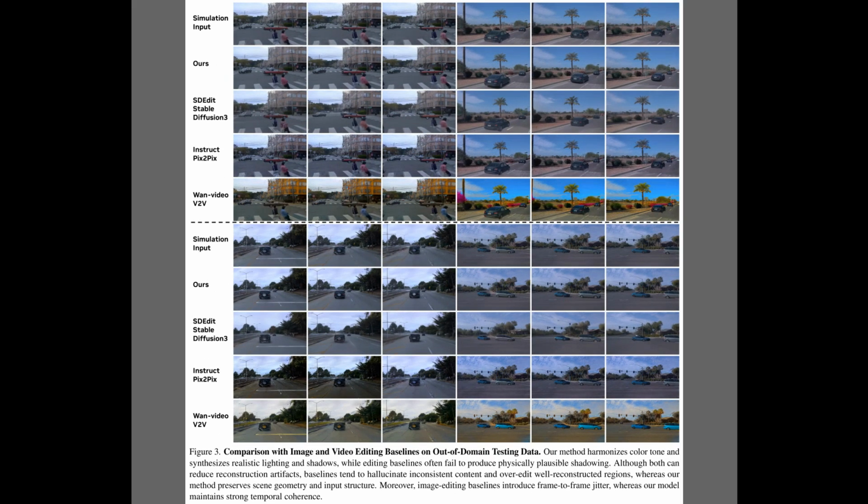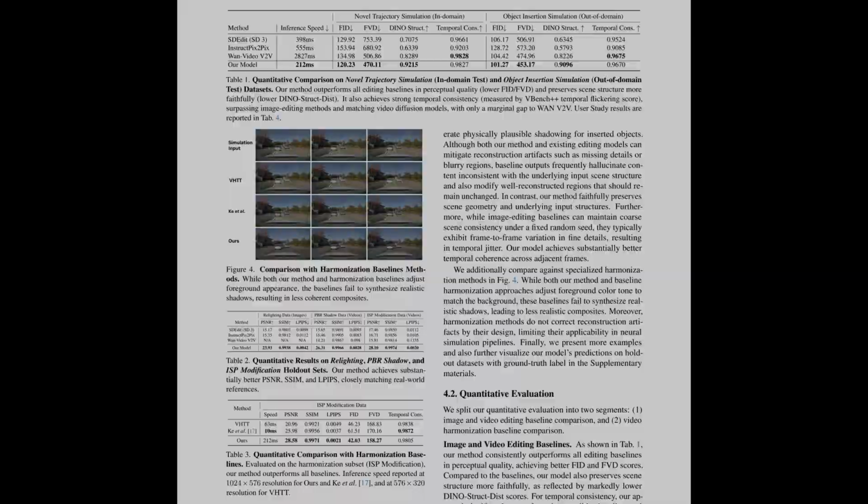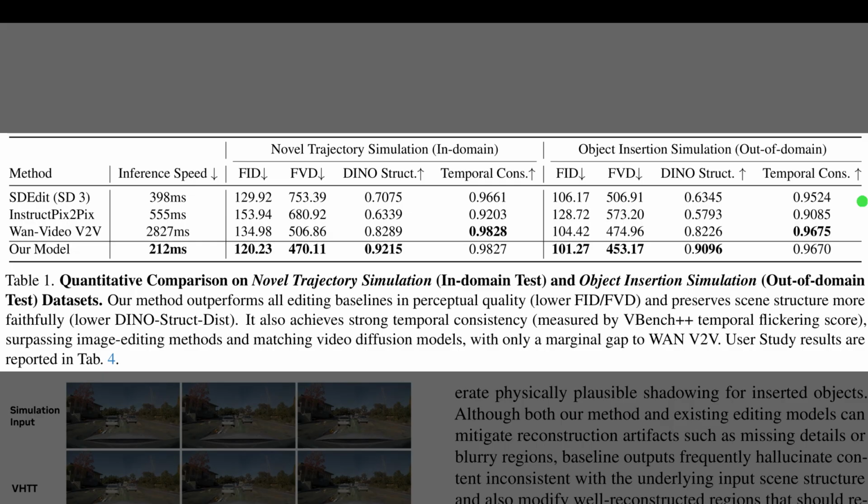Alright, moving to the results. Figure 3 compares the model against state-of-the-art baselines on out-of-domain testing data. The top row in the upper section shows the raw simulation input, which often lacks realistic lighting. In the second row, the proposed method successfully harmonizes these scenes, adding plausible shadows and correcting tones without altering the underlying geometry. In contrast, the lower rows display baselines like SD-Edit and WAN Video. These approaches tend to over-edit the image, introducing hallucinations or drastically changing the color palette, which breaks the structural fidelity needed for reliable simulation.